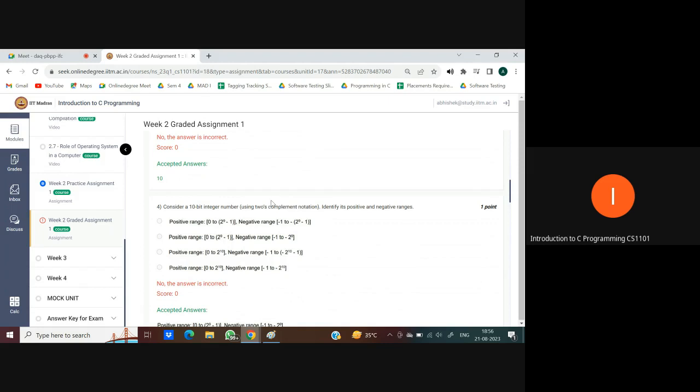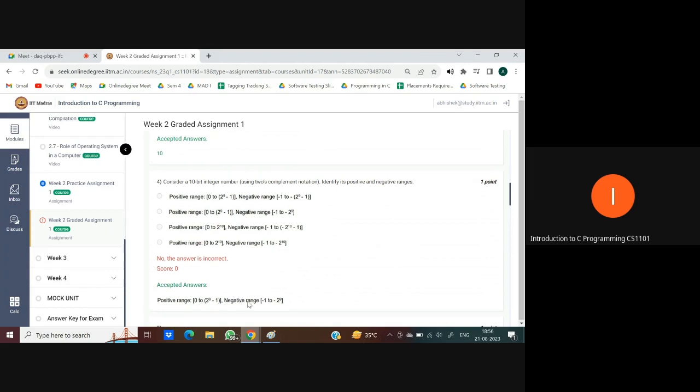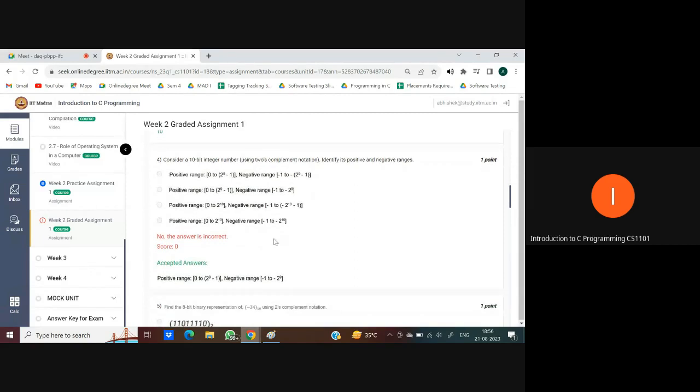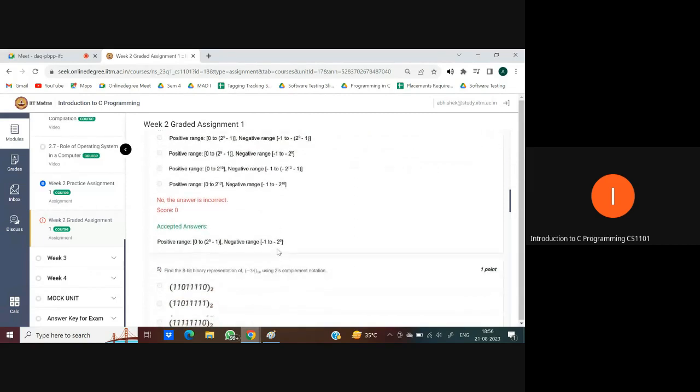The advantage that we get for 2's complement notation is that one extra number can be included in the negative range. So the positive range is going to go from 0 to 2 power 9 minus 1. That is okay. But the negative range is going to be from minus 1 to minus 2 power 9. So the second option is correct here. The first option would have been correct for sign magnitude, but for 2's complement, the second option is correct. I hope that is okay for all.